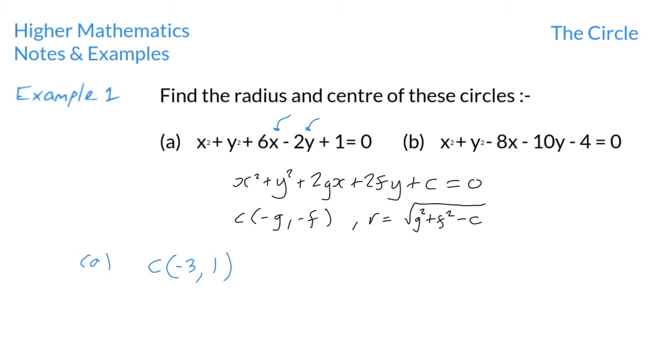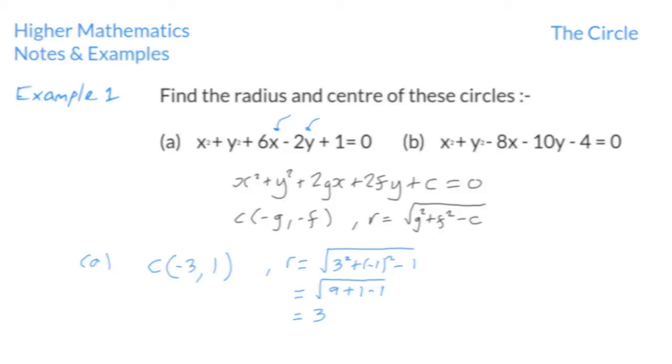To find the radius, we need to use the formula. So that can be a bit more complicated. We just have to take care. The radius would equal the square root of g squared. Well, g would just be 3, so 3 squared, plus negative 1 squared, take away 1. And of course, that's just the square root of 9, plus 1, take away 1, which is really just the square root of 9, so it's just 3. So we have the center, we have the radius from the general equation.